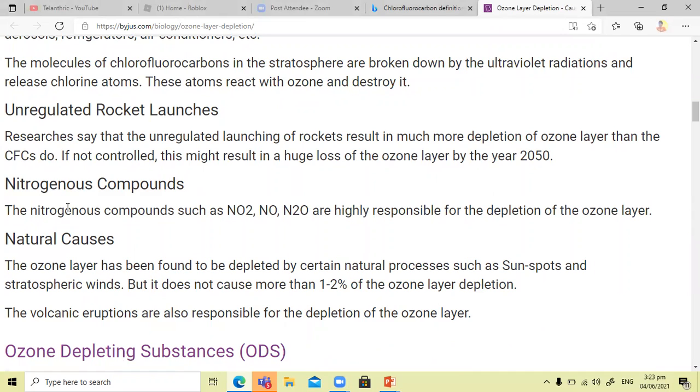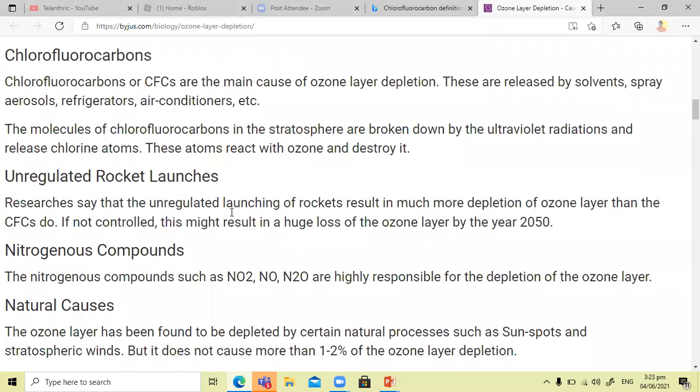Nitrogenous compounds. These nitrogenous compounds are NO2, NO, N2O.